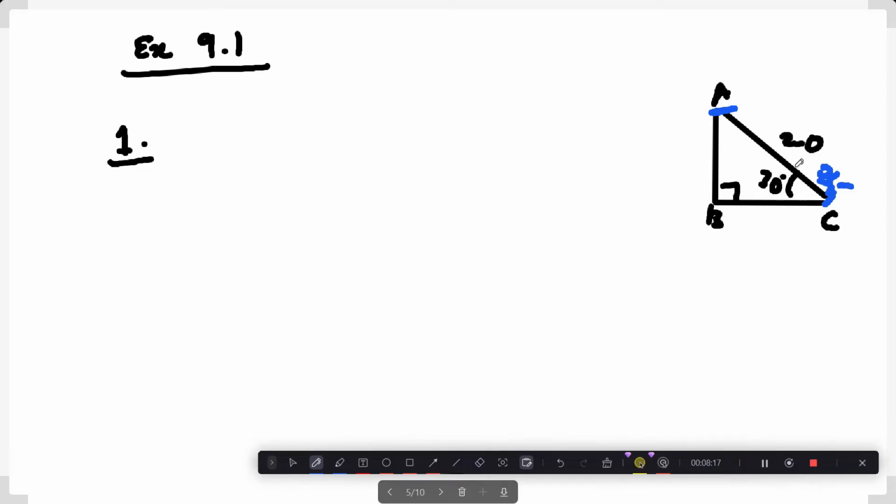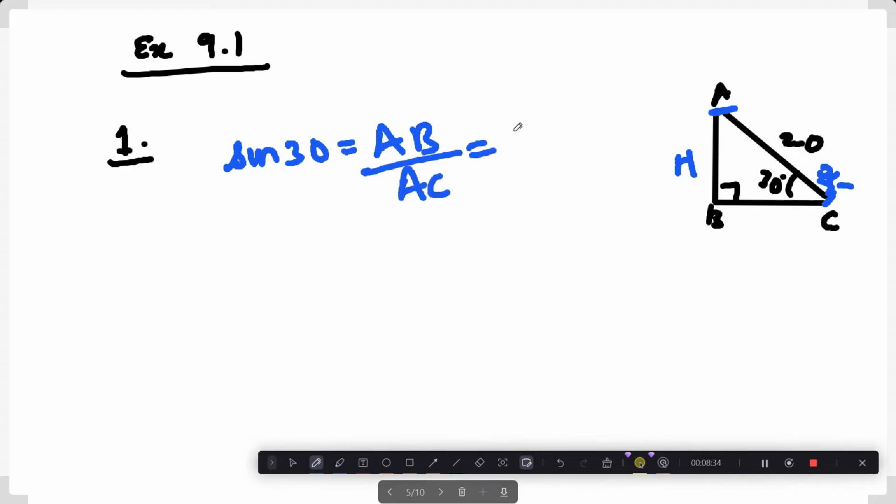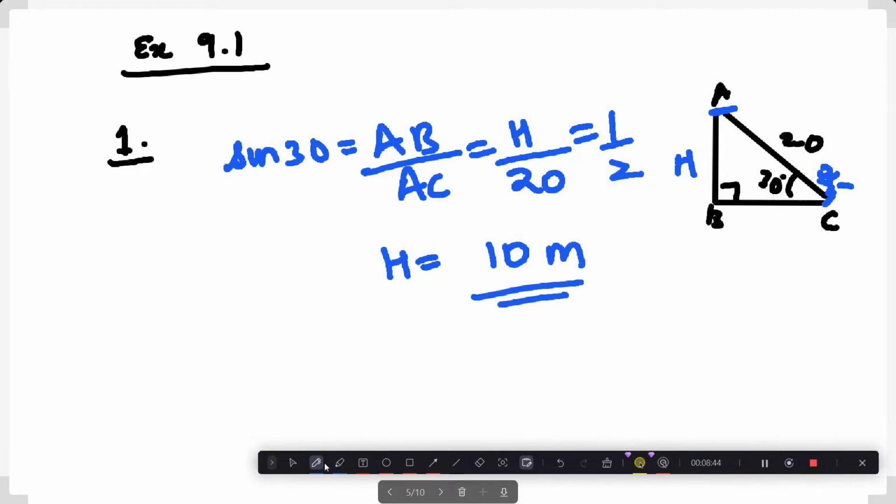So we know this is 30. We know the length of this. So we need to find height, which is h, AB, right? We know this is 30 degree. What is sine 30? AB by AC, which is h by 20. And what is sine 30? 1 by 2. So what is the height of the pole? 10 meter. Okay, very simple question.